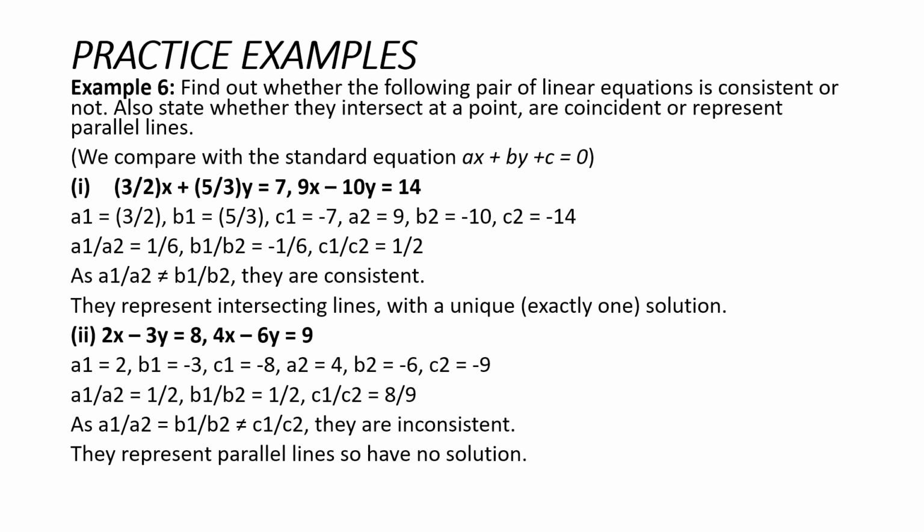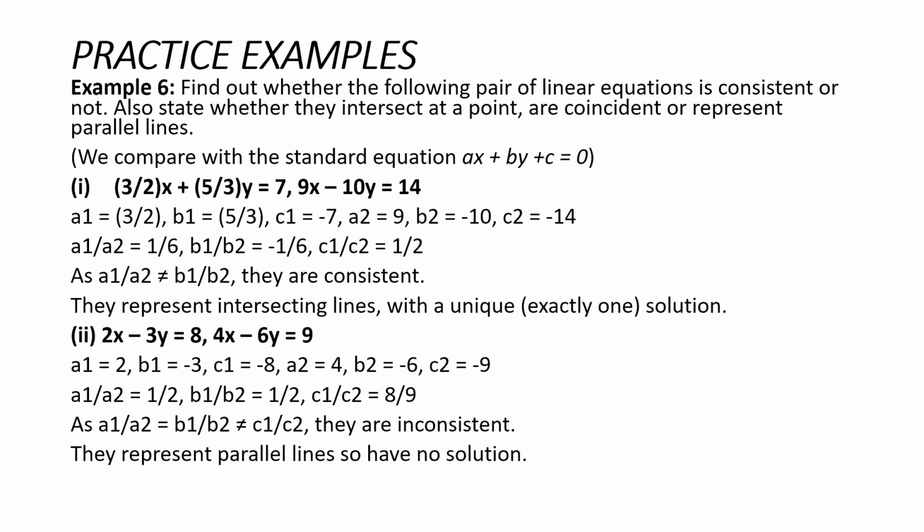Example 6. Find out whether the following pair of linear equations is consistent or not. Also state whether they intersect at a point, are coincident, or represent parallel lines. 3 upon 2x plus 5 upon 3y is equal to 7. 9x minus 10y is equal to 14.